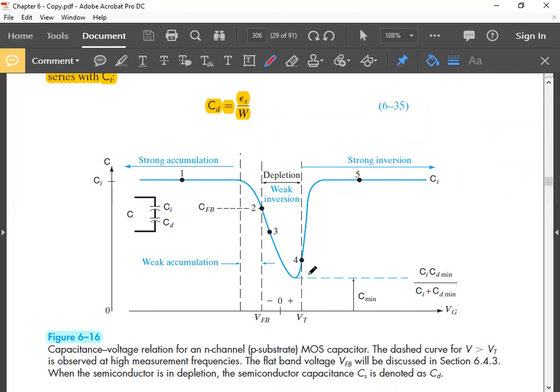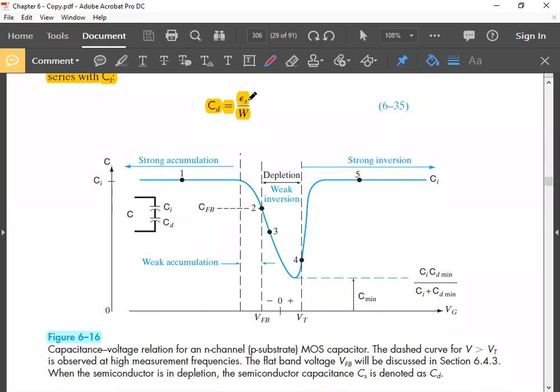In the strong accumulation and weak accumulation region, majority carriers were involved. Holes were there in the semiconductor. But in the depletion region, holes are no longer there. Initially, there will be creation of a depletion layer. Associated with that depletion layer, there will be a capacitance, which is the depletion capacitance, CD.